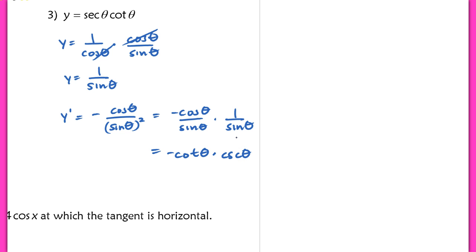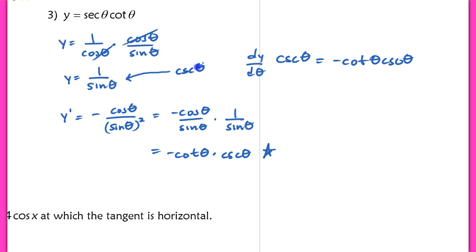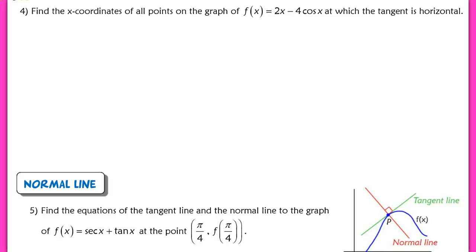Now, if you recognize this, just from the note sheet above, this is the derivative of the cosecant of theta. So dy d theta of the cosecant of theta is equal to negative cotangent theta cosecant theta. So you could have avoided all of this work here if you recognized right here that this is the cosecant of theta. So it's definitely in your best interest to memorize all the derivatives so you can take some shortcuts, okay?